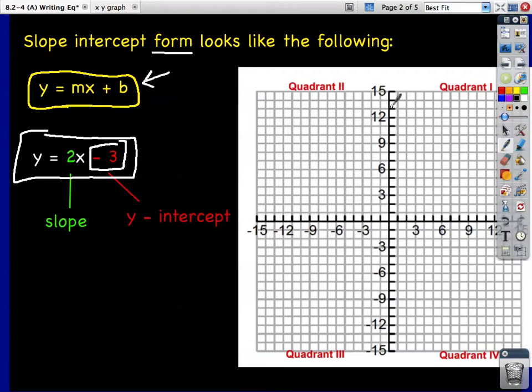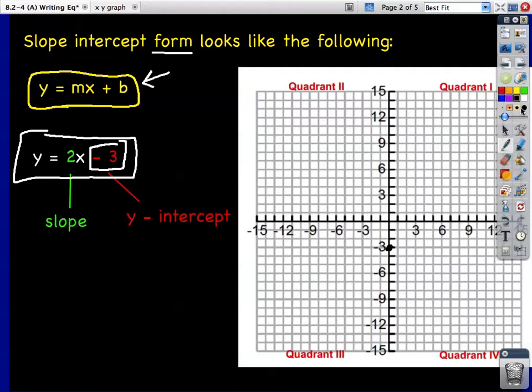Remember, this vertical axis over here is called the y-axis, and the horizontal flat line is called the x-axis. So what this means is this line is going to intercept this axis at the point (0, -3). Or in other words, we're not going to go left or right at all. We're just going to go straight down to -3. So I know this line is going to intercept at -3 because that's what the y-intercept number b is.